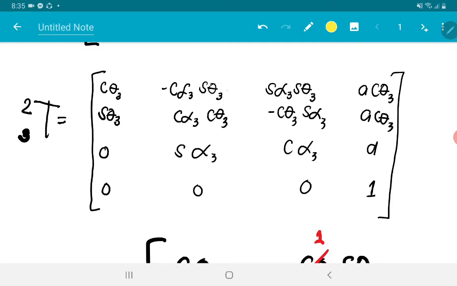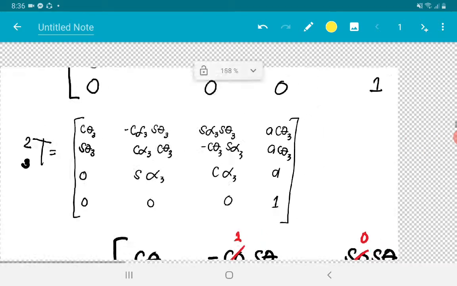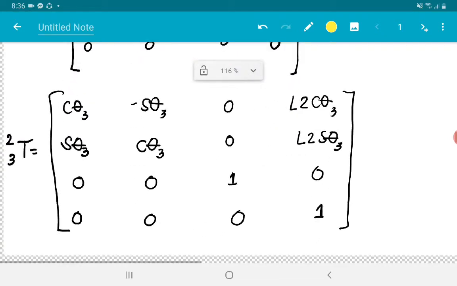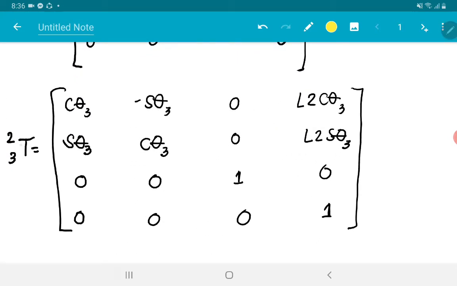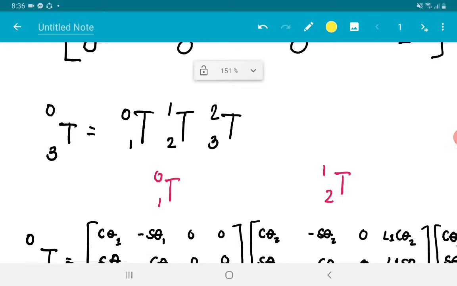Substituting each member of the frame with alpha 3 and theta 3 plus the value of A and D, we can have this matrix. So this is the matrix for the transformation of the frame 3 in terms of 2. So having the 3 transformation matrices, we can derive the inverse kinematics or the transformation of the end effector frame in terms of the base frame.